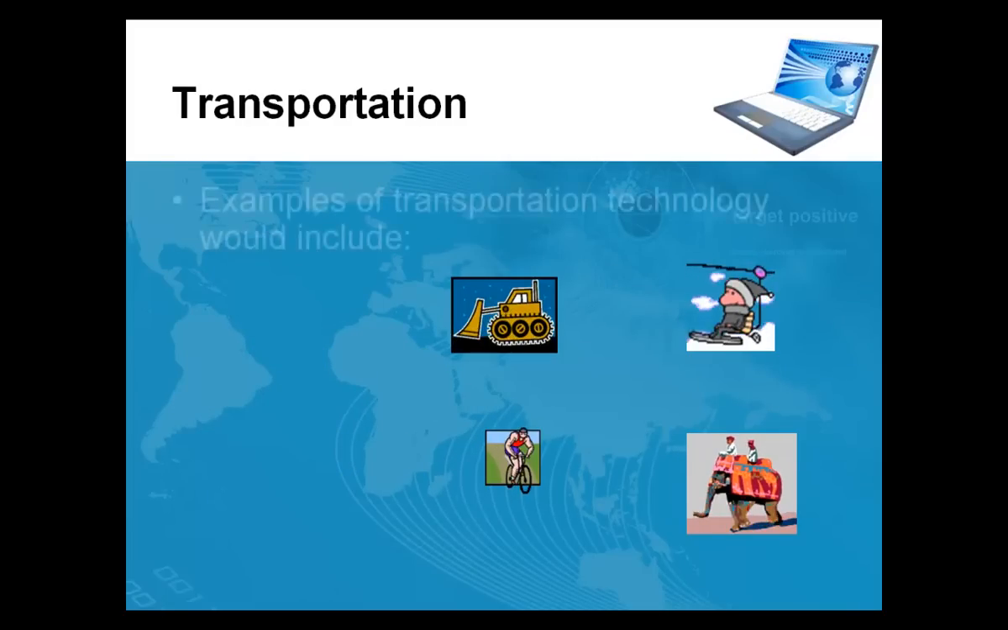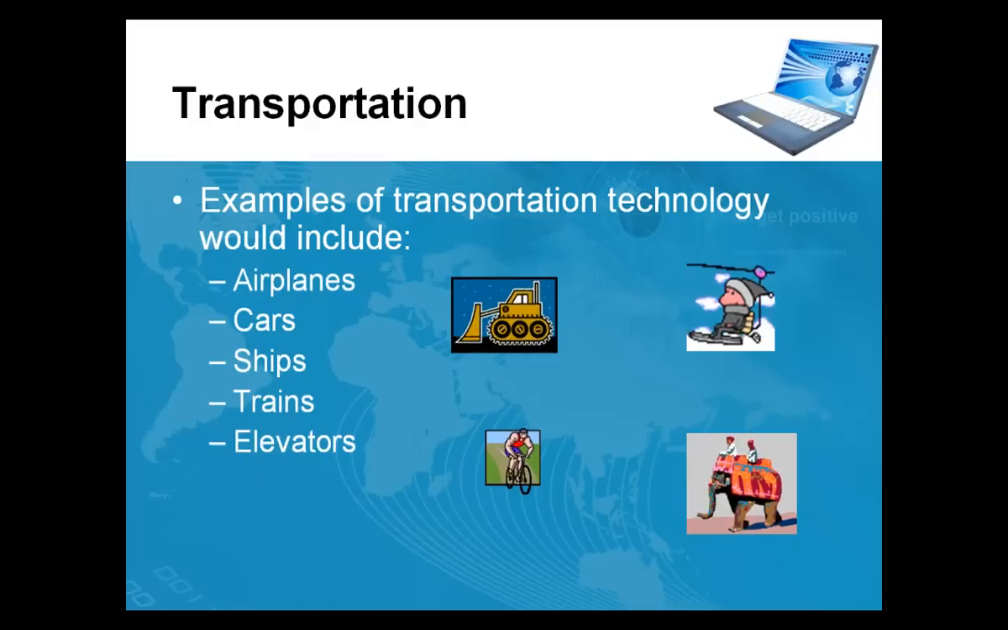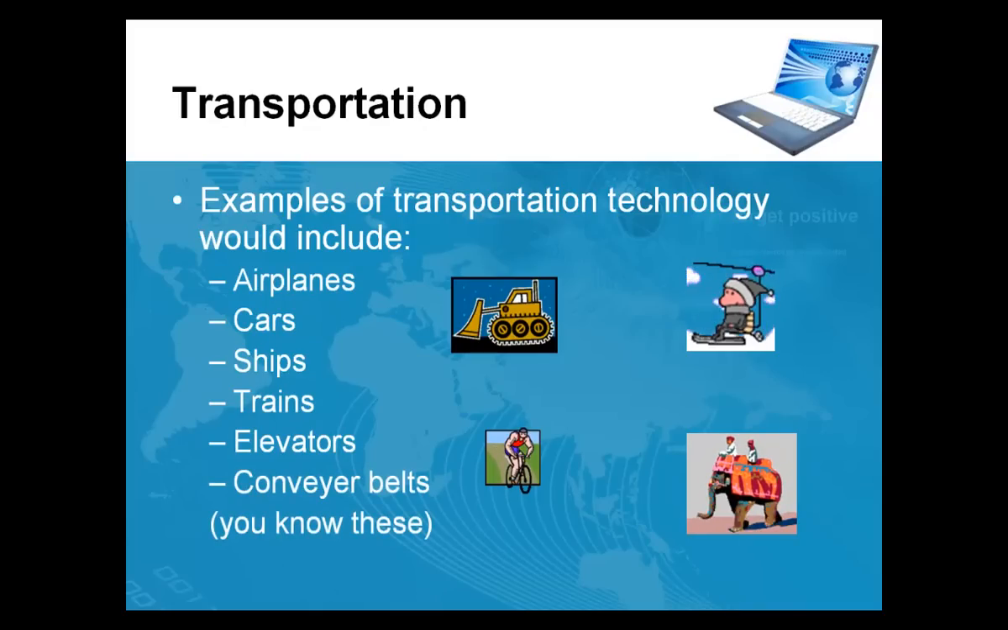Now, examples of transportation you probably learned in kindergarten. That would be airplanes, cars, ships, trains, elevators, conveyor belts, and just about everything else that is made by man that moves things around. You're probably already aware of most of these. They can be as complicated as a space shuttle, which, by the way, we're no longer using, or as simple as a bicycle.